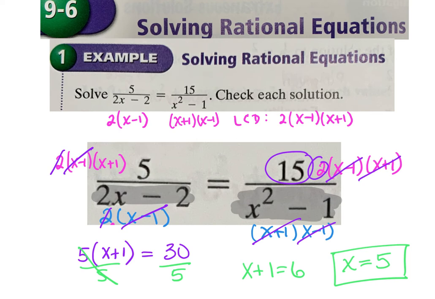Now, let's say you do not like common denominator and you have one like this, because there are going to be ones that you have to do a common denominator for. I could have done cross multiplication. So I could have said 5 times x squared minus 1 equals 15 times 2x minus 2. You can do that if you have fraction over fraction, okay?